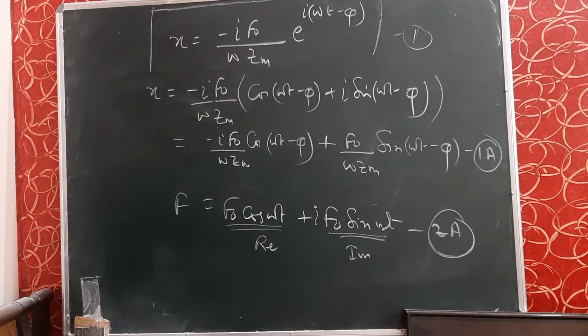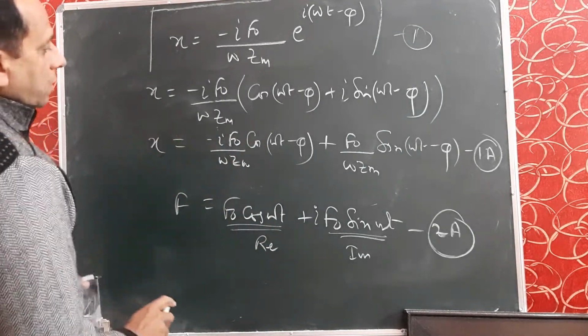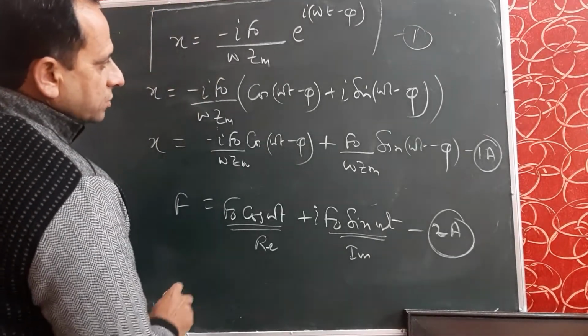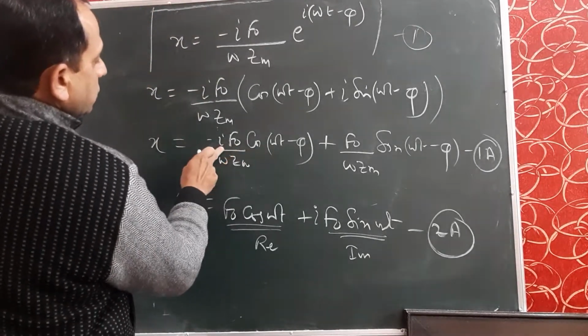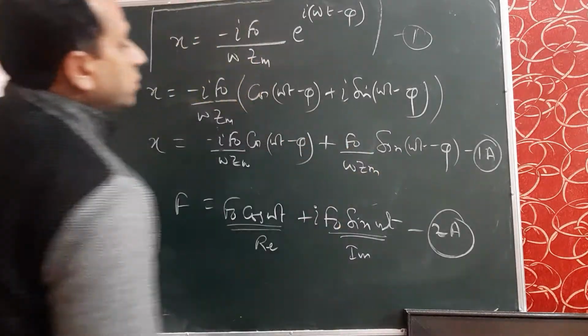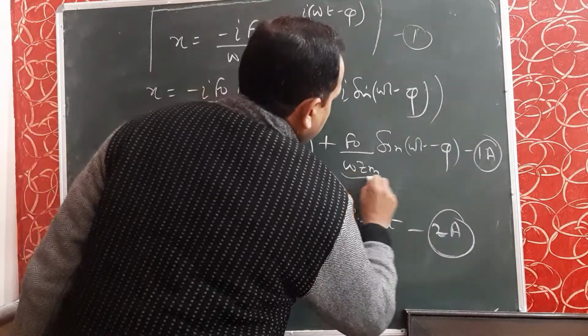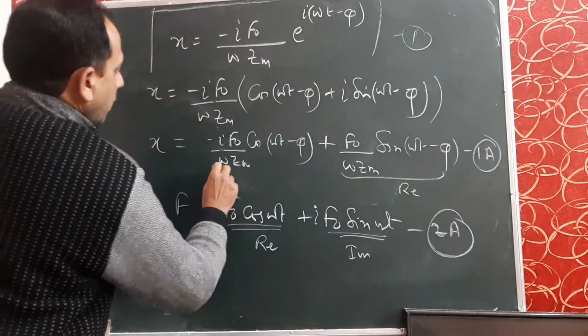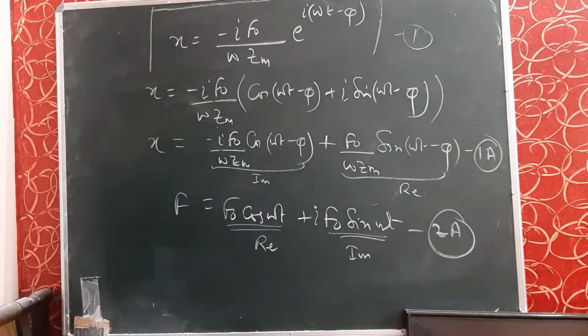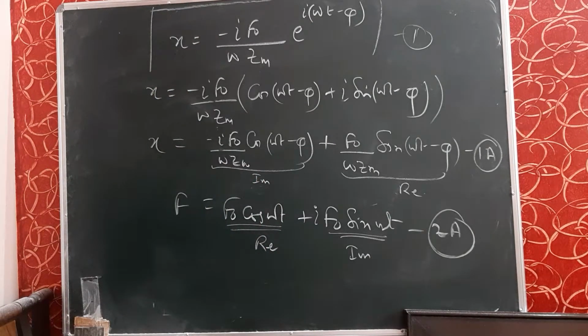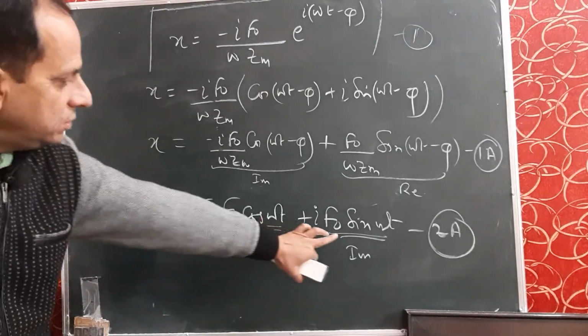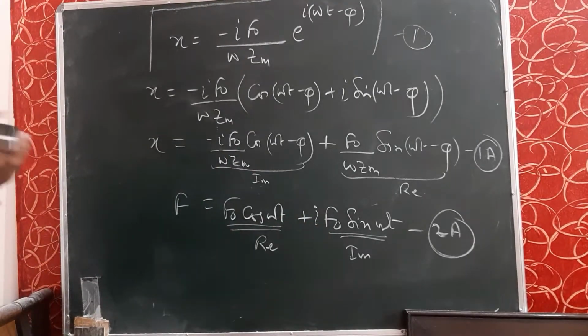So we will compare equation number 1a and 2a. That is, this equation again consists of two parts, two terms. The first term consists of iota and the other is without iota. So this one is the real part and this is the imaginary part. As we know, in case of force, this is real and this is imaginary because it contains iota. Now we will compare the real parts.